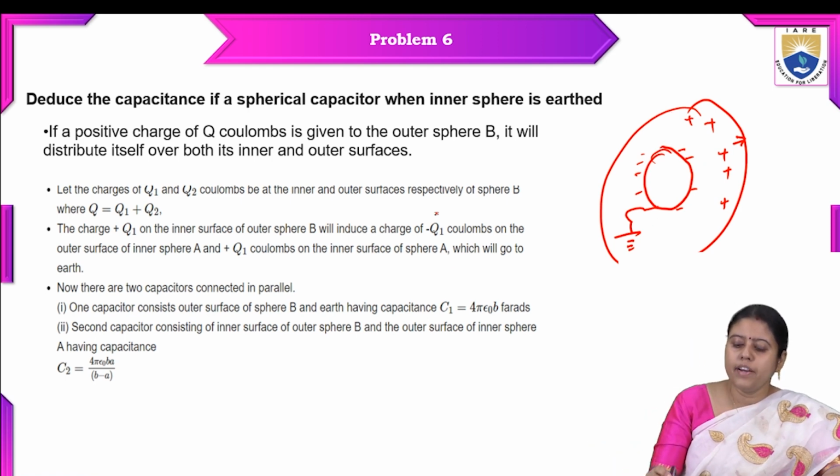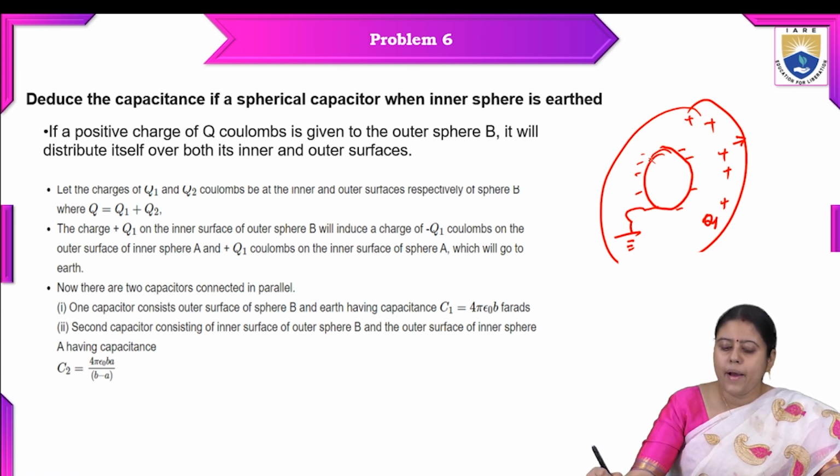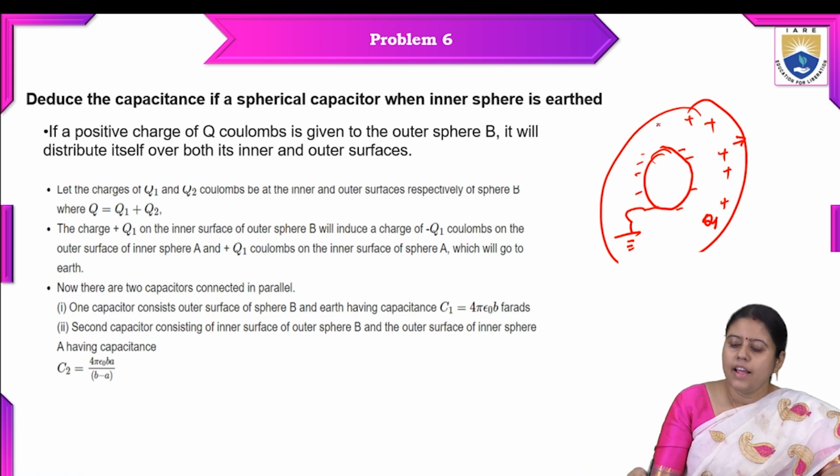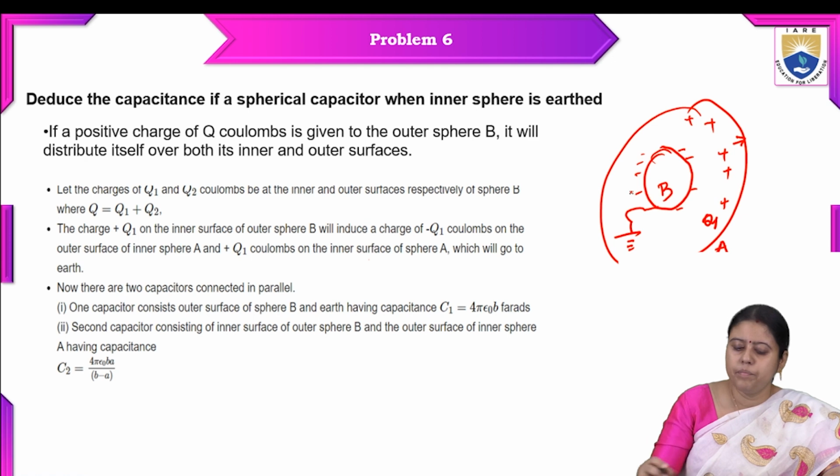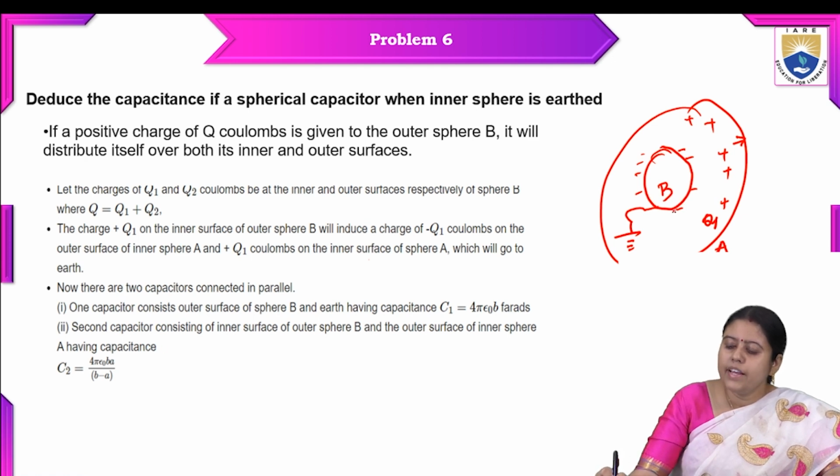So what will happen if we give the plus Q1 charge here? It will induce the minus Q1 charge on the outer surface of A, and plus Q1 charge on the inner surface of the sphere A. So this is A, this is B. This charge will go to the ground.